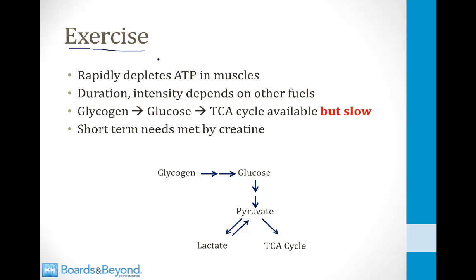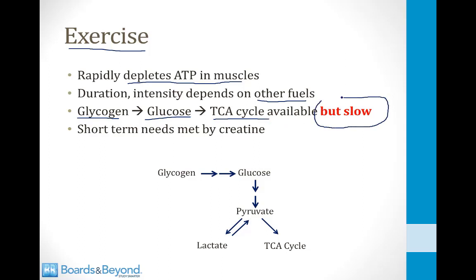When you begin exercising, you rapidly deplete the ATP stores in your muscle cells. And if you want to be able to keep exercising, you need to derive energy from some other type of fuel. Now, there is glycogen stored in your muscle cells. There's also glucose available in the plasma. And these things can be fed into the TCA cycle to generate more ATP, but that is a slow process.